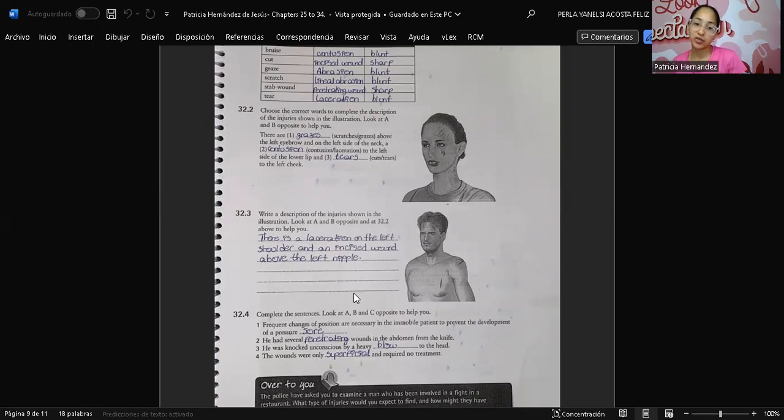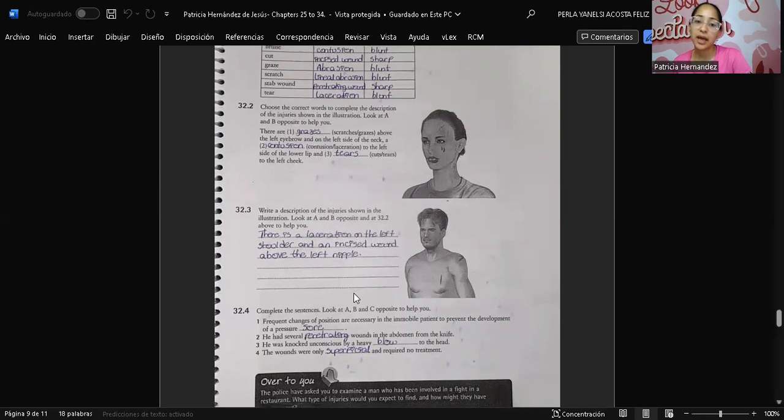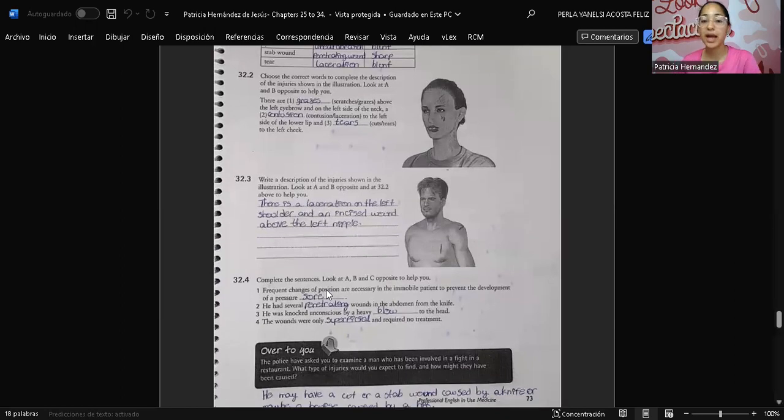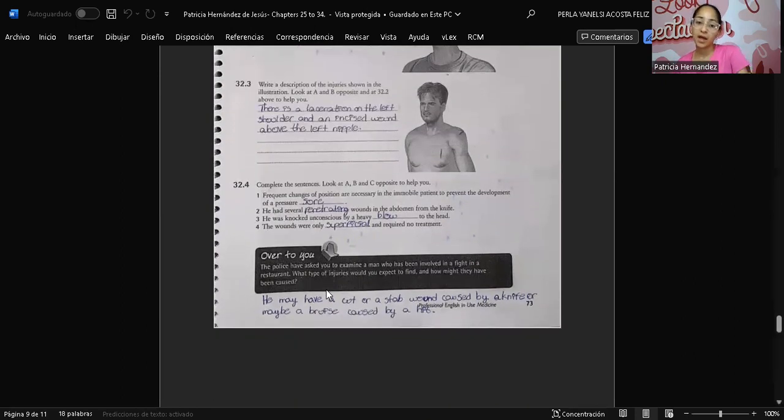32.3. Write a description of the injuries shown in the illustration. Look at A and B opposite and at 32.2 above to help you. There is a laceration on the left shoulder and an incised wound above the left nipple.